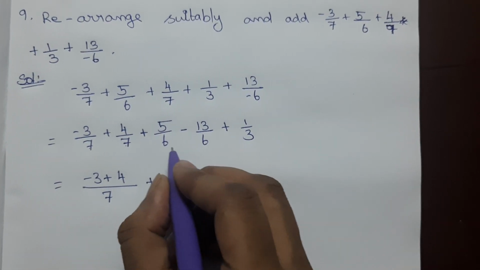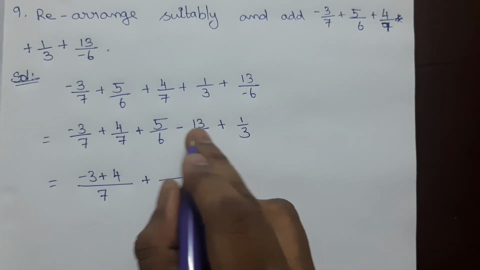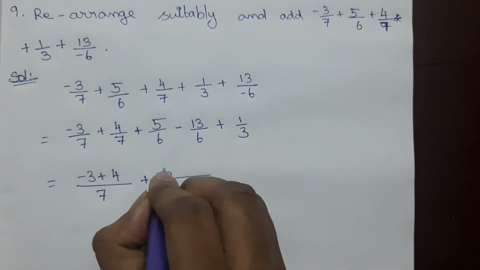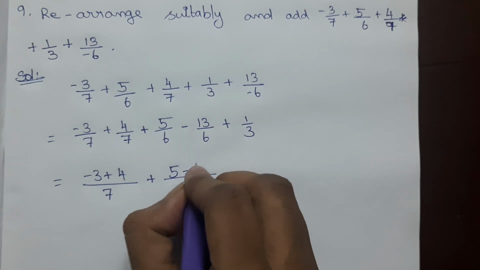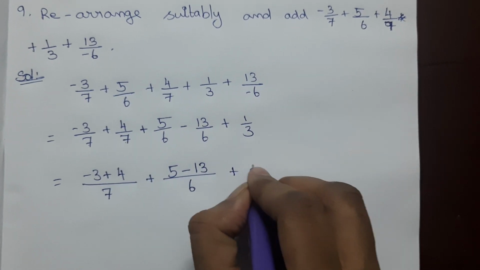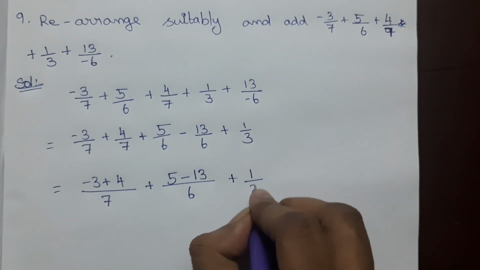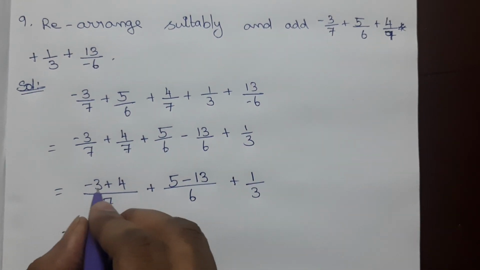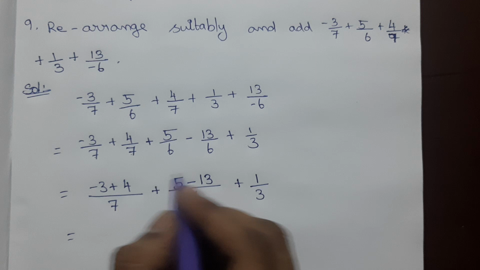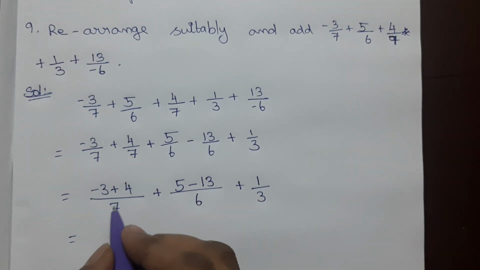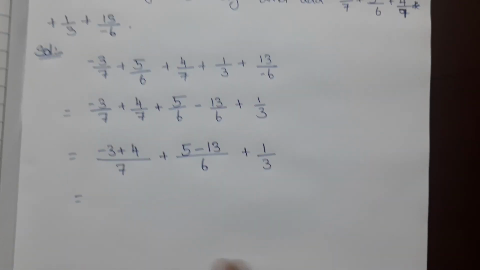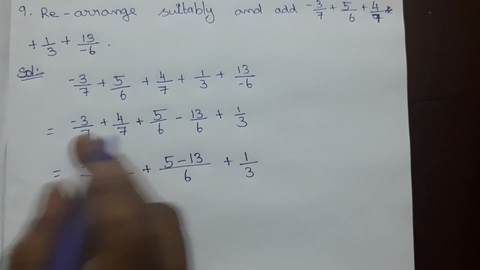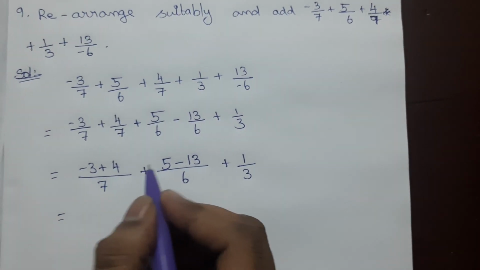And come to the second term. Here also we have the same denominator. So take the same denominator 6 and we can subtract the numbers. 5 minus 13 plus 1 by 3. That is equal to, here minus 3 plus 4. Here in addition, put the greater number's sign and subtract greater minus smaller. This is the way to add one positive and one negative number, isn't it?